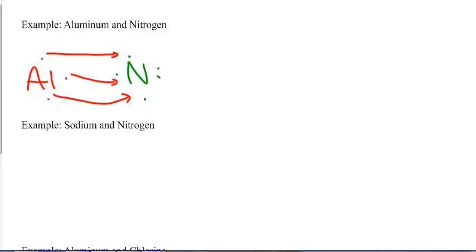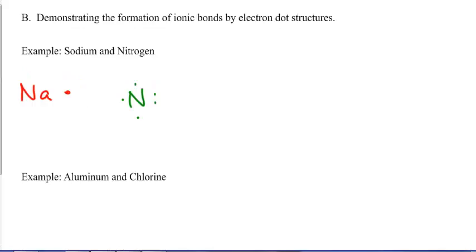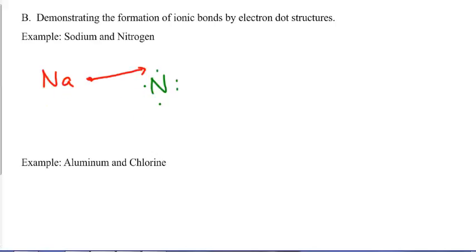It's not always quite that simple. For example, sodium has 1 valence electron and nitrogen has 5. So of course, sodium can only give nitrogen 1, but how many does nitrogen need? Well, if it gives 1, nitrogen now has 1, 2, 3, 4, 5, 6. How will it get 2 more?